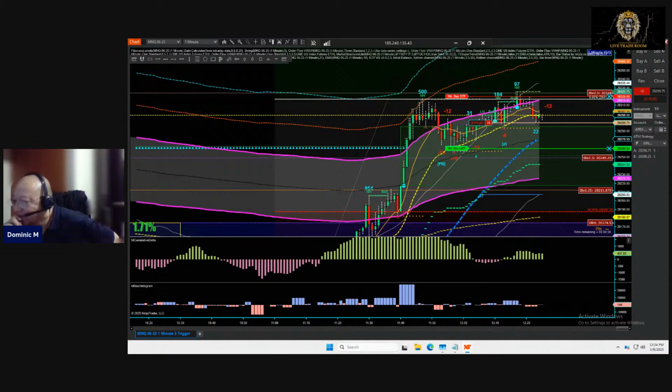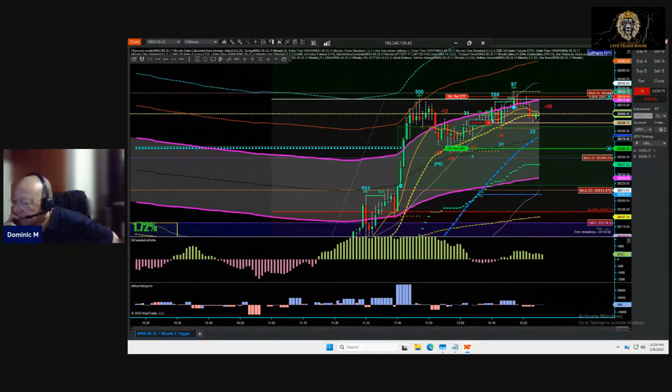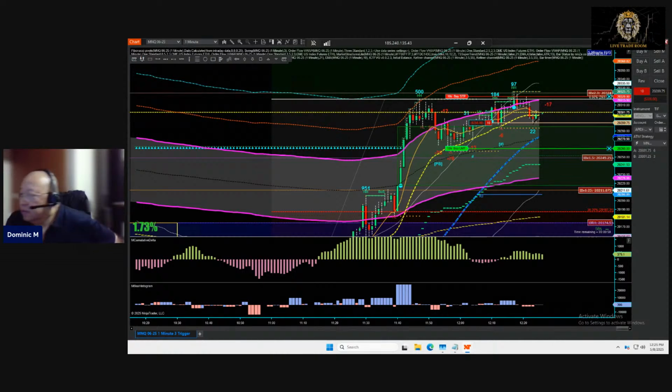It's such a tease. Ten, 9. Where are they going to close this? Below the 10 EMA still? Yep. Are they closing higher here?